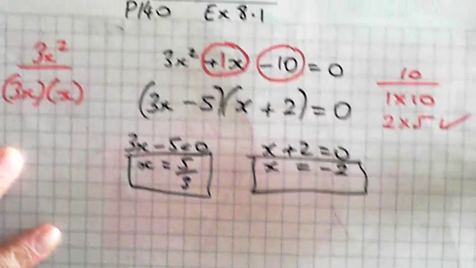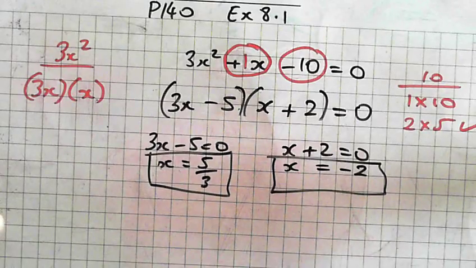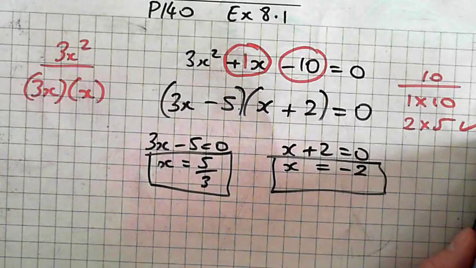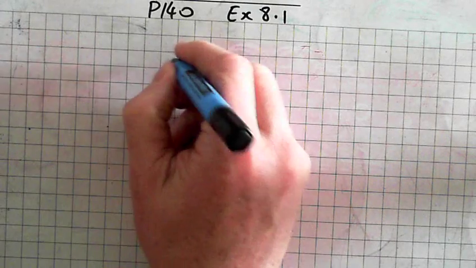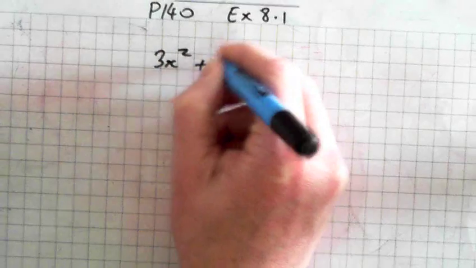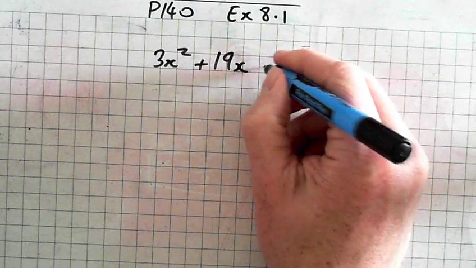Okay? So that's question 24. What's the next one? Question 27. 27 is 3x2 plus 19x minus 14.